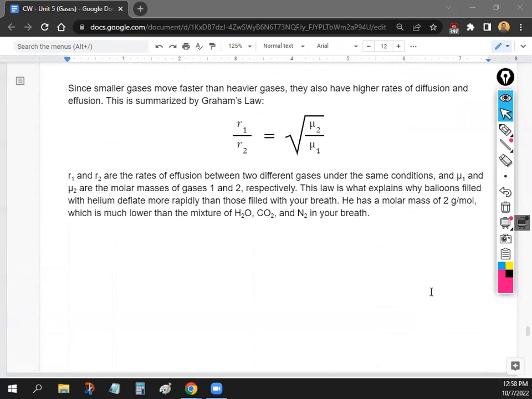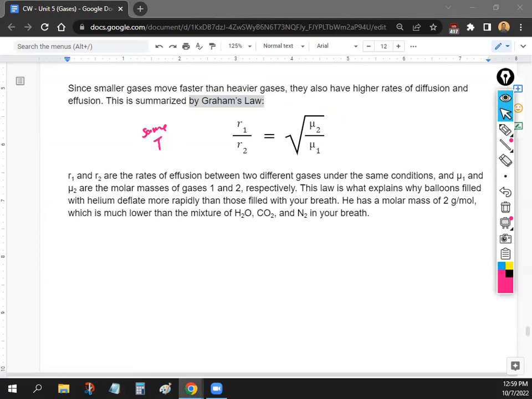Okay, so the rate of diffusion and effusion is summarized by Graham's law. It's right here. R has to do with the rates of effusion of two gases, and this assumes that you're at the same temperature. So you can only use this when it's at the same temperature. And mu right here is going to be the molar masses. Basically this is telling you the bigger the gas, the bigger the molar mass, the more slowly it will diffuse or effuse. And this is how you can calculate quantitatively the rates.